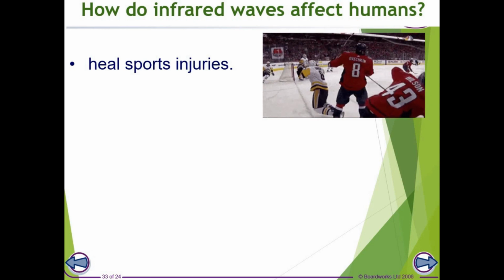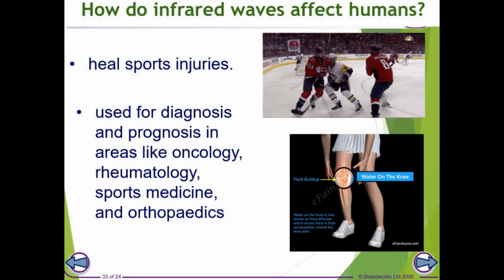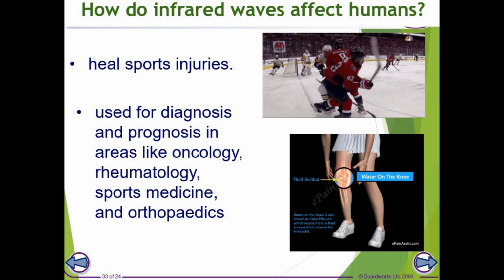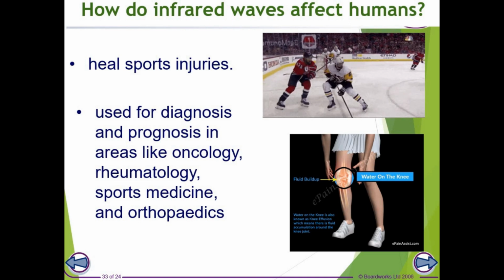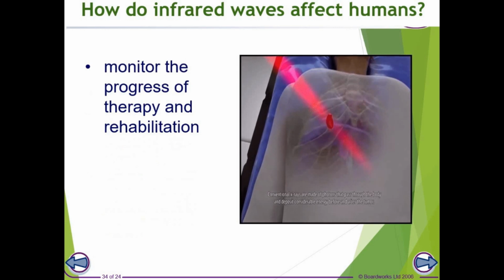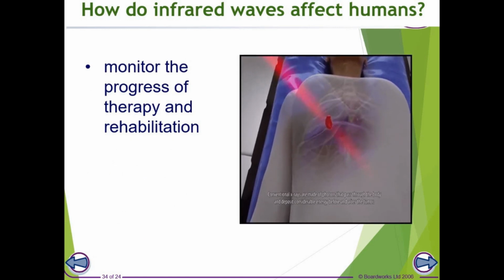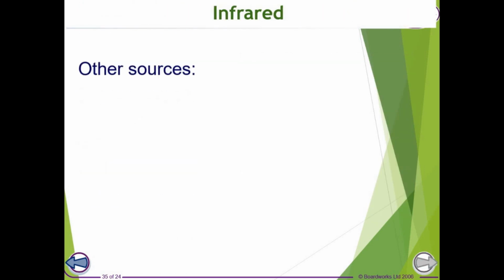How do infrared waves again affect humans? They also heal sports injuries. And this is also used for diagnosis and prognosis in areas like oncology, rheumatology, sports medicine, and orthopedics. Infrared waves also help in monitoring the progress of therapy and rehabilitation.